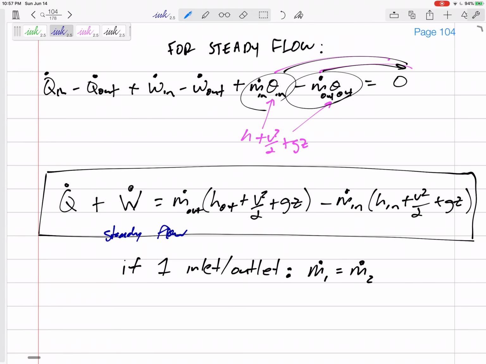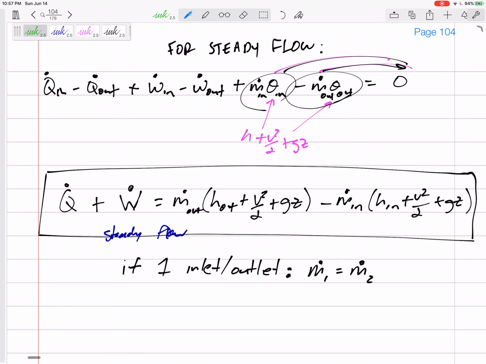But that is our conservation of energy equation for steady flow. The left-hand side is heat transfer crossing the boundary. Left-hand side is work crossing the boundary. The right-hand side is energy in the inlet and energy in the outlet. Okay, so that's our main equation. I might just start with that one every time.